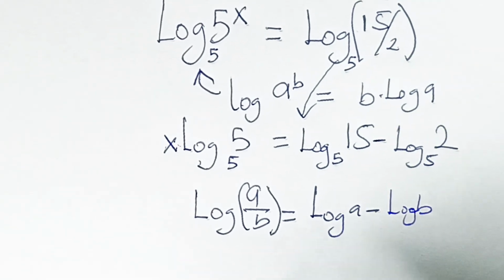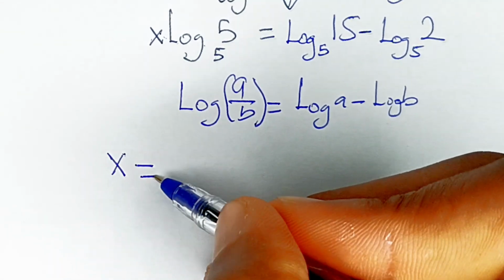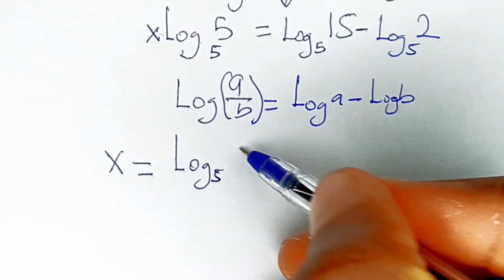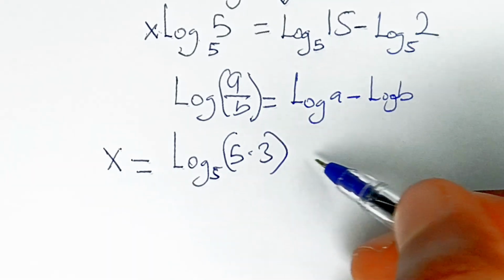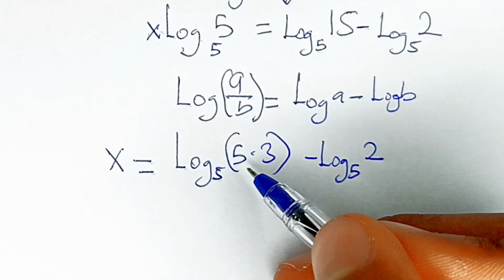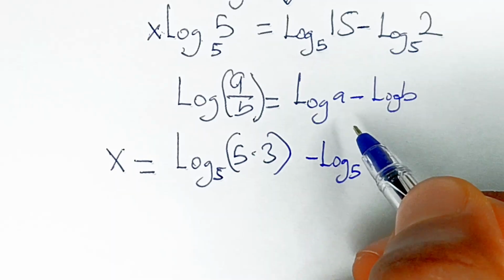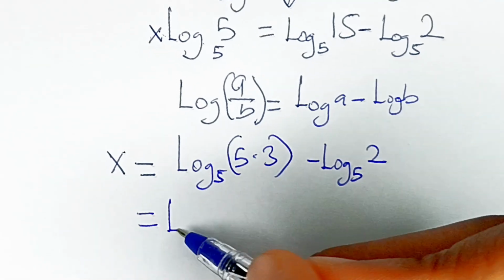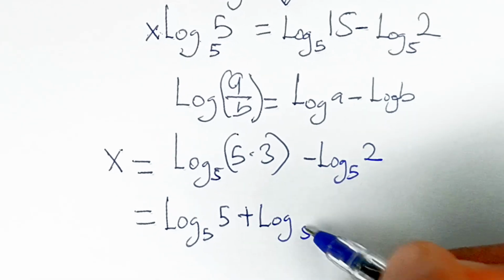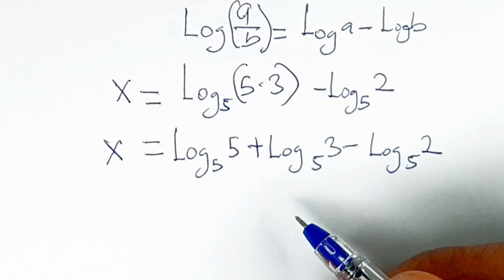Okay, now logarithm of a number to its own base is 1. 1 times x is x, which is equal to logarithm in base 5 of 15, which can be expressed as logarithm in base 5 of 5 multiplied by 3, minus logarithm in base 5 of 2. Okay, just like when you have division, you subtract, when you have multiplication, you add. So this is equal to logarithm in base 5 of 5 plus logarithm in base 5 of 3 minus logarithm in base 5 of 2, equal to x, right?